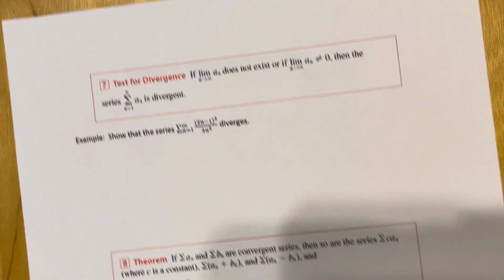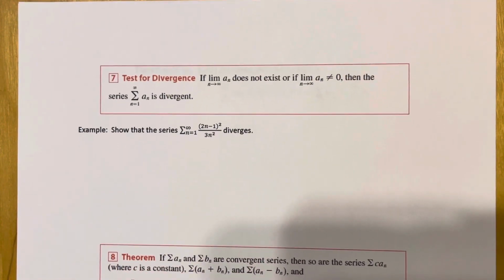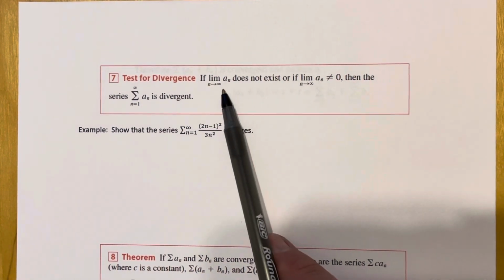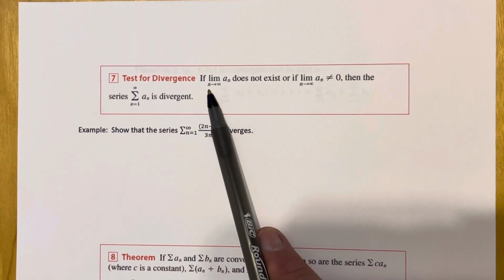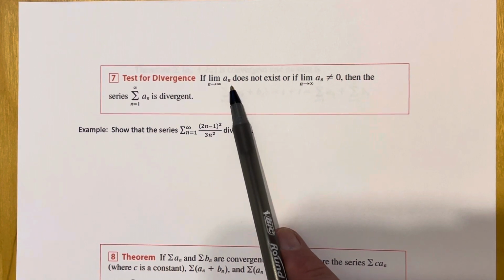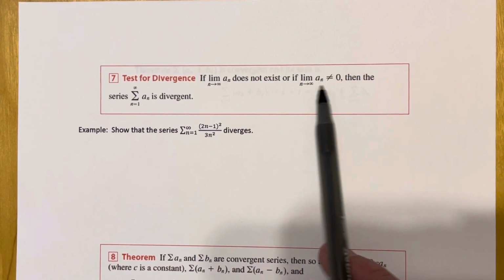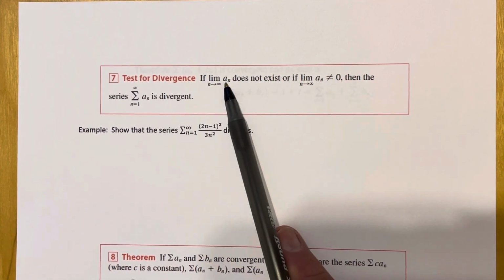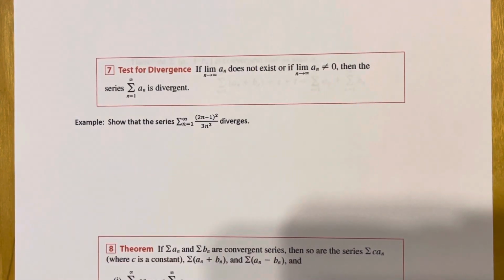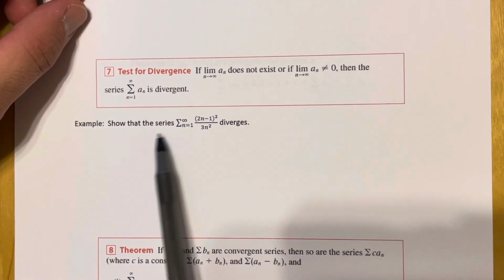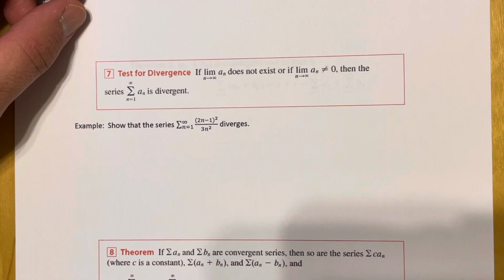Okay, that's a really, really important counterexample. So, using that theorem, we have what we call the test for divergence, or sometimes just the divergence test. What it says is that if the limit as n goes to infinity of a sub n, the limit of your sequence of terms, either does not exist or is not equal to 0, then that series that adds up those terms is divergent. So we're going to use that here. Show that this series diverges.